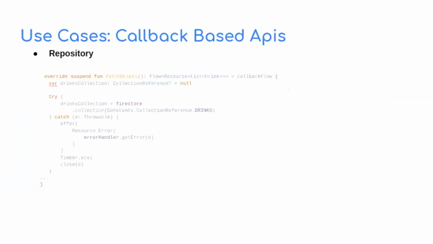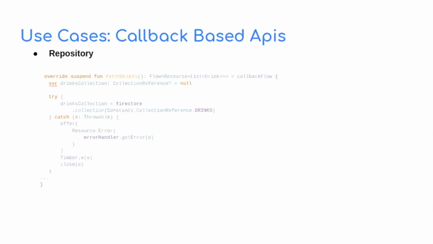So flow helps us to remove callbacks from our code. Let's say, for example, we are fetching data from Firebase. Firestore has three functions that we can get different results from. We have on error and on new value. So to remove all those boilerplate from our code, we can use a callback flow.